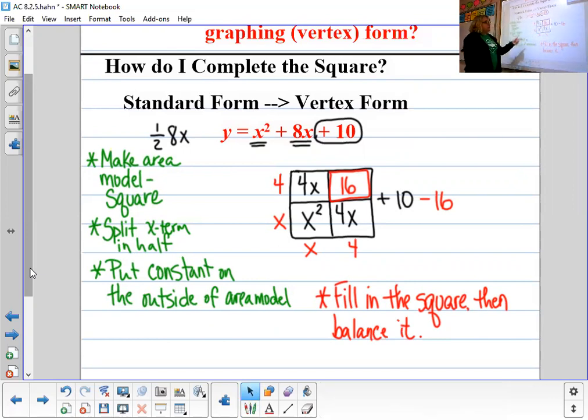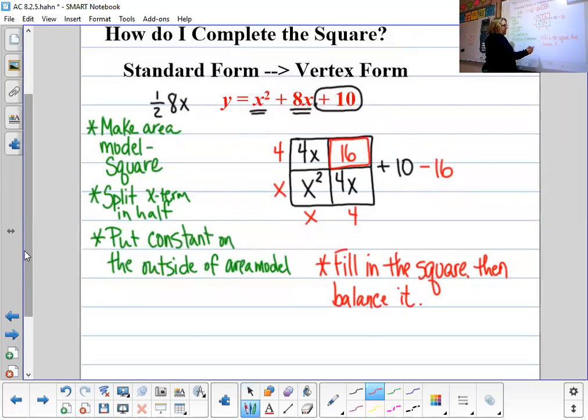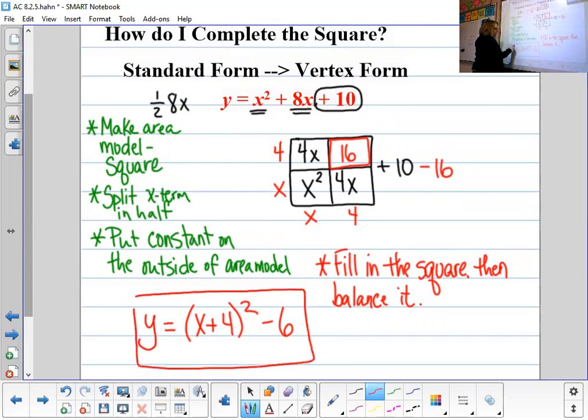Okay, now I've got x plus 4, x plus 4. What is 10 minus 16? Negative 6. So then my final answer would be x plus 4 squared, minus 6. 10 minus 16 is negative 6. So there is my vertex form.